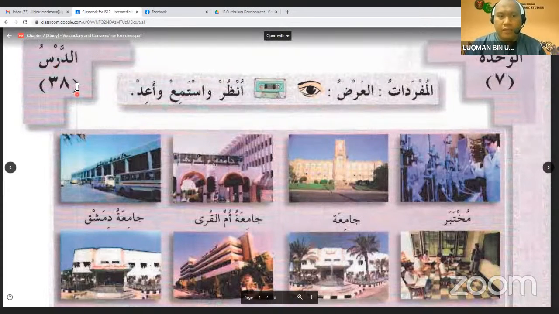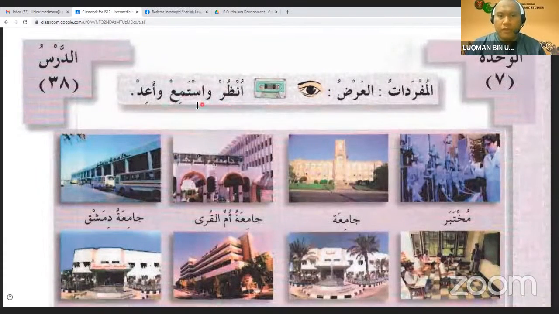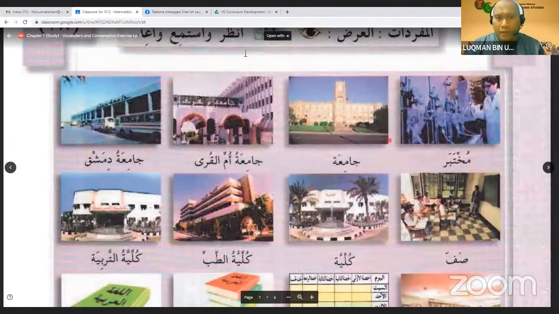Lesson 38, vocabulary. Look, listen, and repeat. So here are the new words in this chapter. Read after me. So you just stay muted. Okay. مختبر, مختبر, laboratory. So مختبر, laboratory.